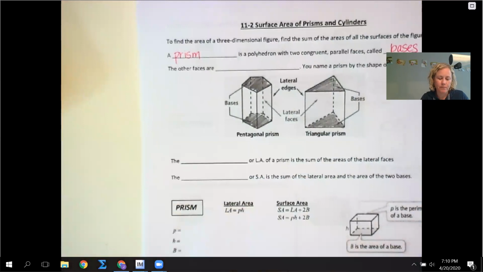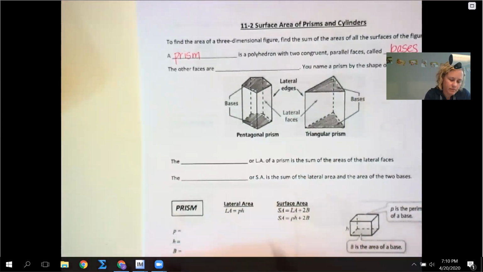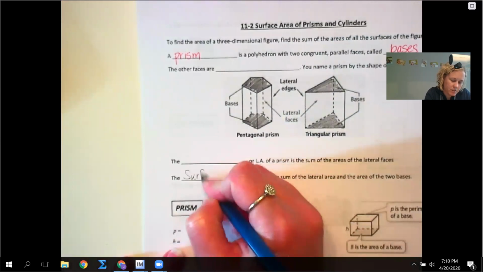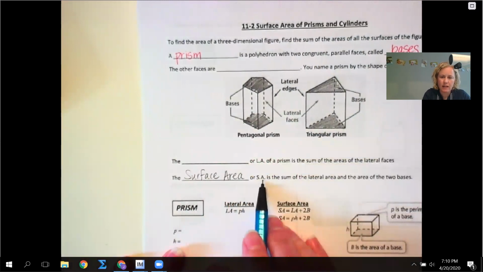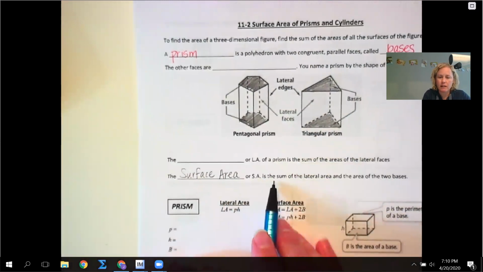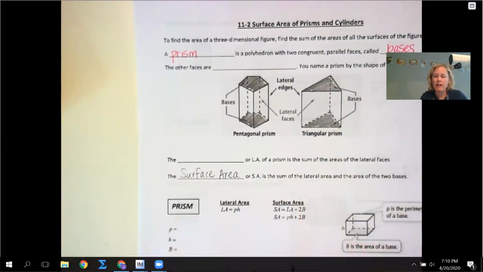All right. So, surface area. Sometimes we will abbreviate that with SA. And again, that's just the sum of the lateral area and the two bases.